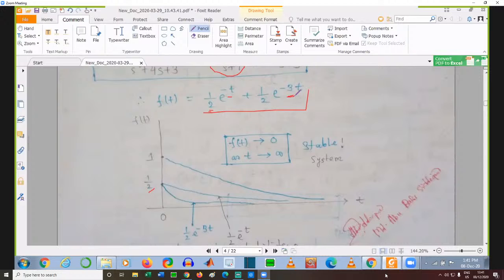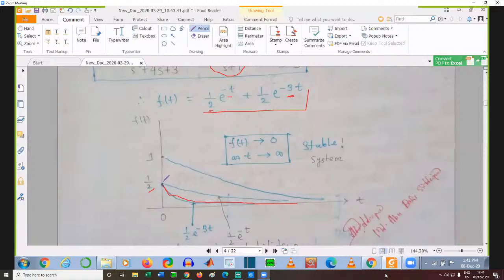But minus means decay, it will not count with the value. So minus means decay, so it will decay. And which one will decay faster? The higher coefficient will decay faster. So 3 will decay faster than 1. That's why you can see here the half e to the power minus 3t will decay faster with time.